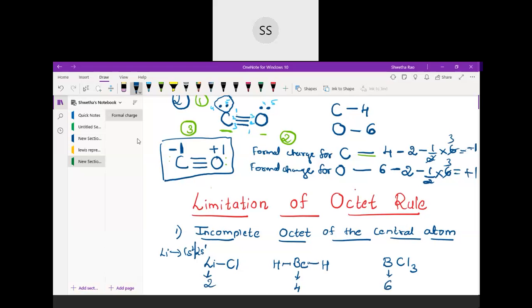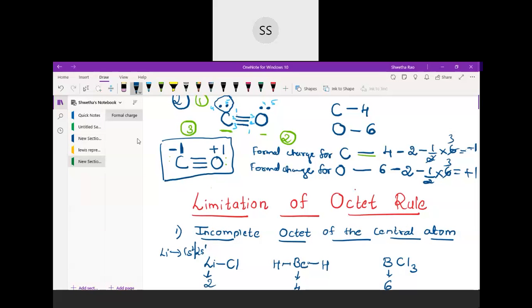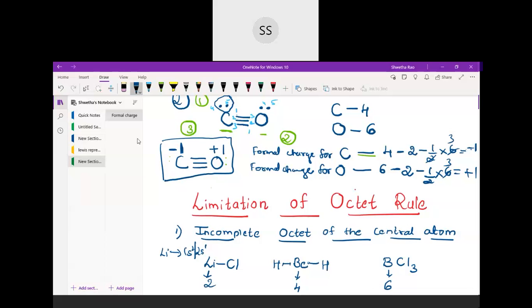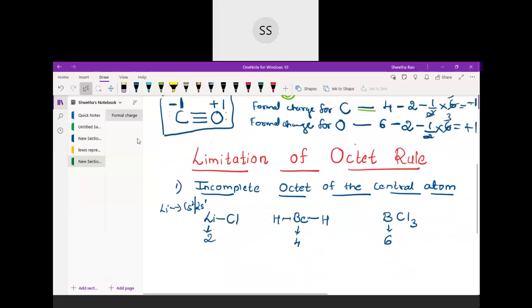Central atoms are there, but according to the Lewis structure, they do not have 8 electrons. Still they are able to form bonds. That means this octet rule cannot be applied to all atoms. So these are the limitations. Incomplete octet of the central atom. I gave you the example over here. You can write down the statement. Give the heading limitation of octet rule, and in that, first, incomplete octet of the central atom.